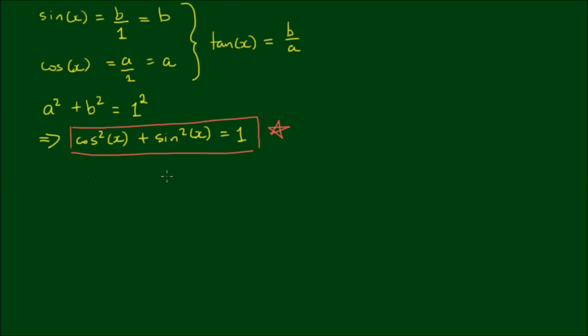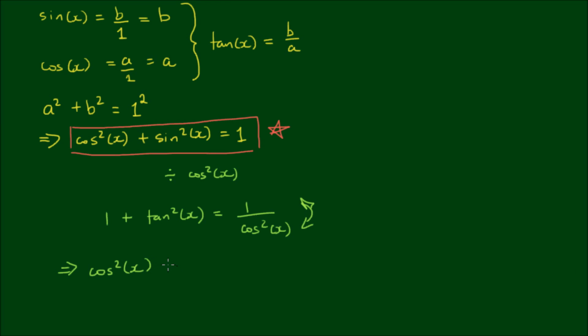So if I divide all of this by cos squared of x, I shall get cos squared x over cos squared x is equal to 1 plus sine squared x over cos squared x is equal to tan squared x, and 1 over cos squared x is equal to sec squared x, but I shall leave it as 1 over cos squared x for now. And this implies that if I flip this over, I'll get cos squared x is equal to 1 all over 1 plus tan squared x.